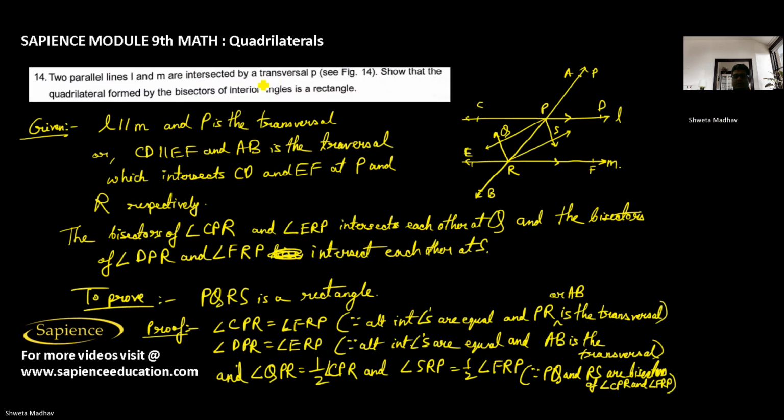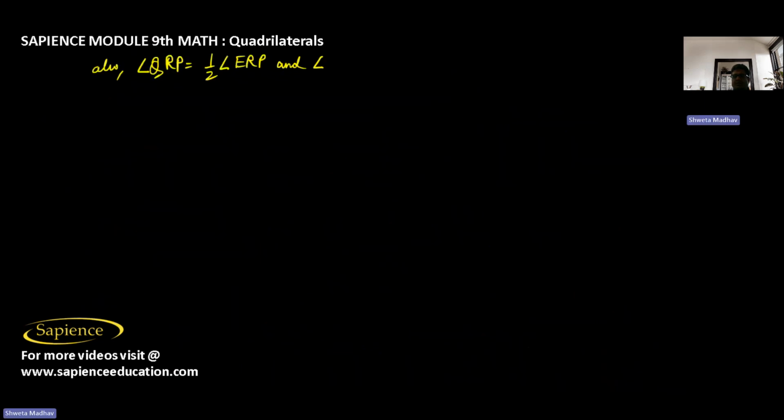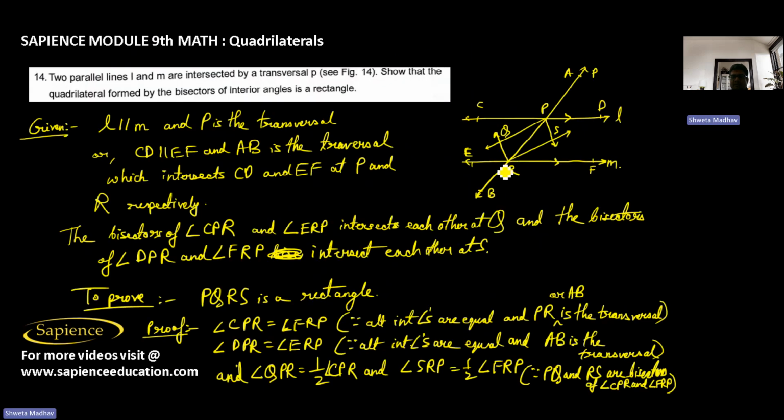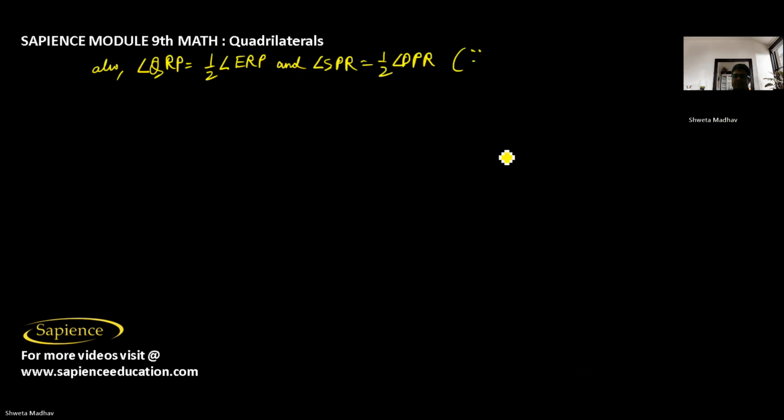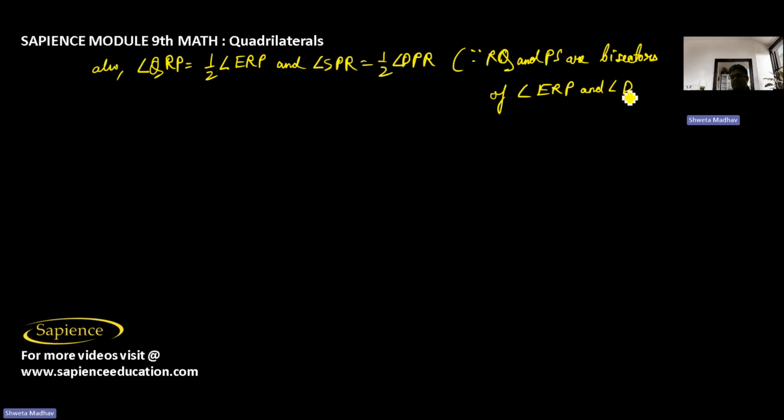And also angle QRP is equal to half of angle ERP, and angle SPR is equal to half of angle DPR, since it is given also that RQ and PS are angle bisectors of angles ERP and DPR respectively.